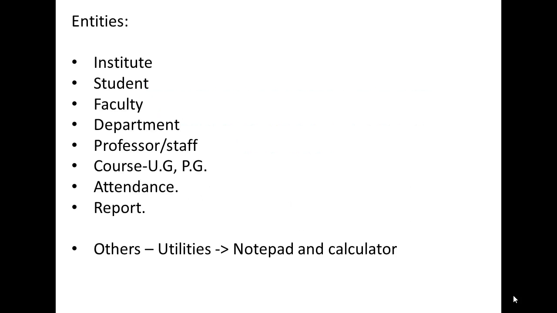The attendance management system contains the following entities: the institute, or the college name, and the student who is going to attend the college. The institute has many faculties, as you're going to see in our ER diagram, and a faculty has many departments. Each department has a professor, and staff, non-teaching or teaching, and each department offers different courses, either graduate or postgraduate courses. At the end of the day, our main focus will be the attendance. Each student will have an attendance for each subject. However, I've decided not to put the subject entity here, just for simplicity's sake.